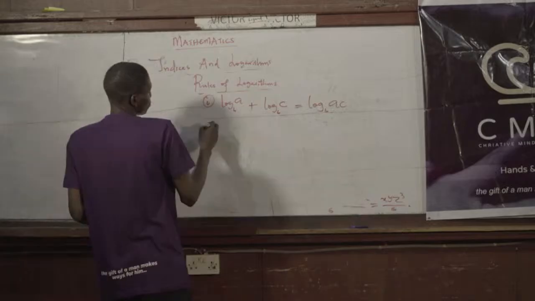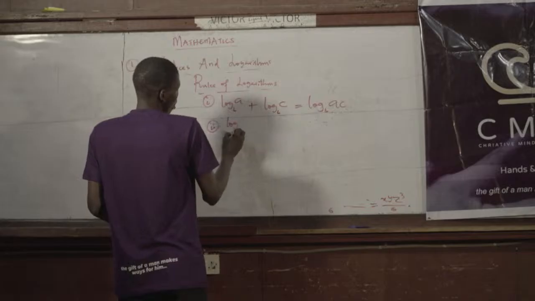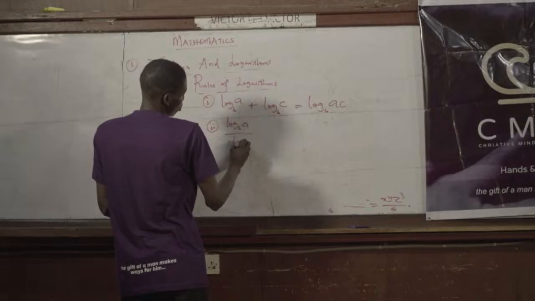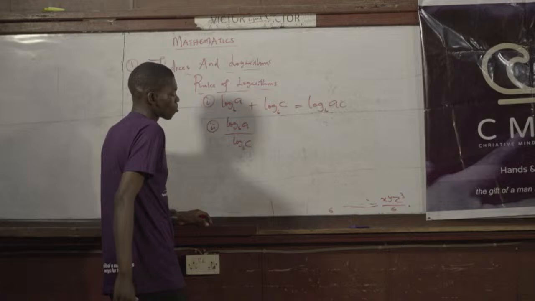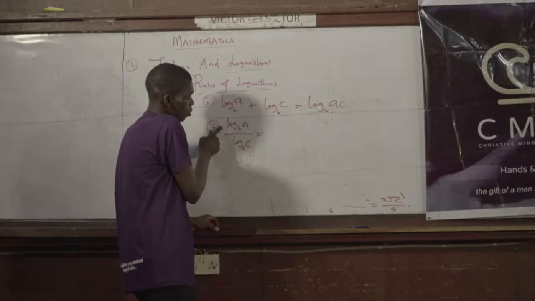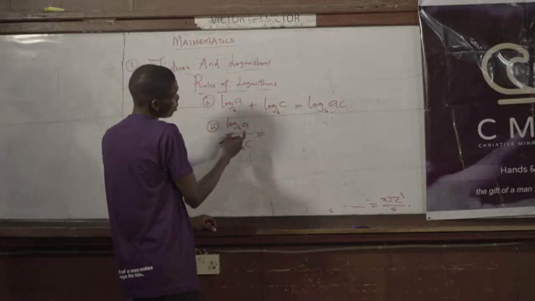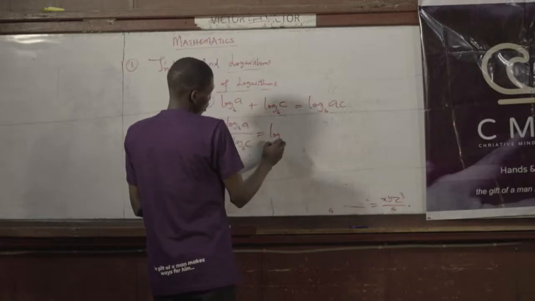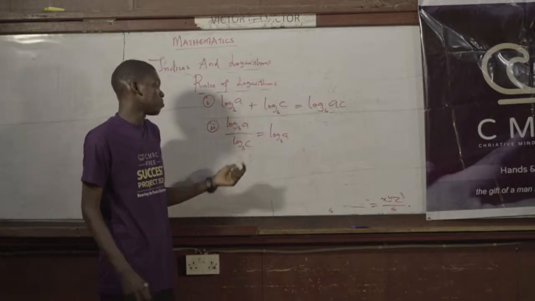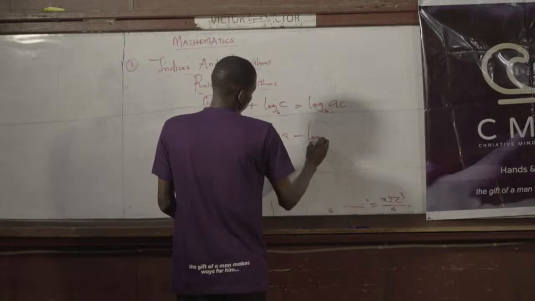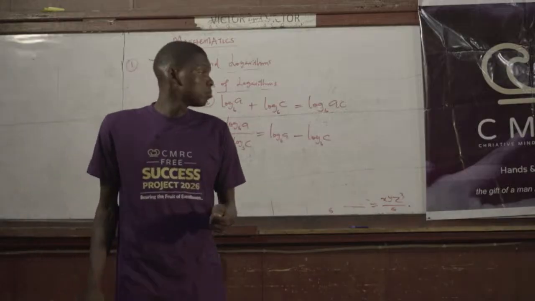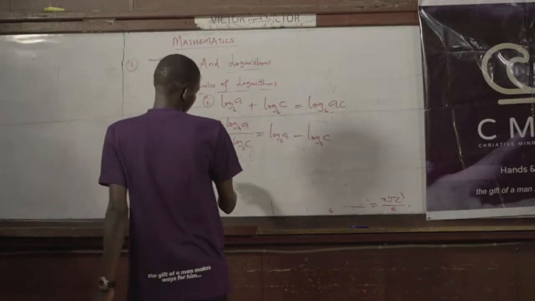What is the second rule? The second rule is when we have log a base b over log c base b, it simply means that where there was addition between these two logarithm expressions, what will be between them here will be subtraction, which we talked about earlier. So this will be log a base b minus log c base b.